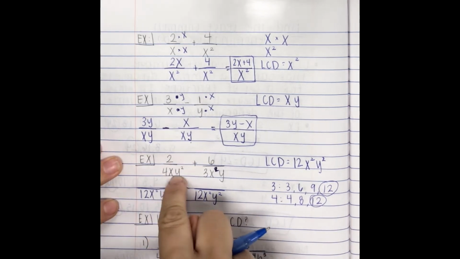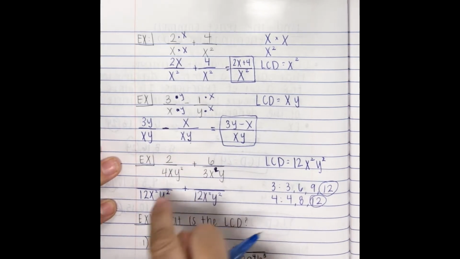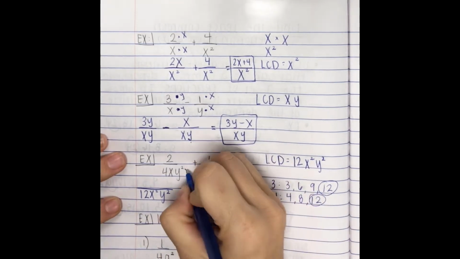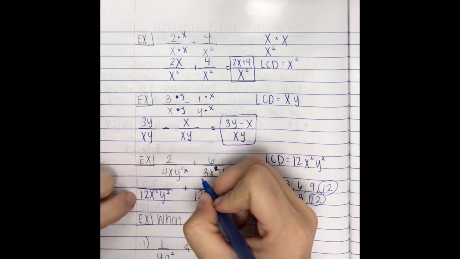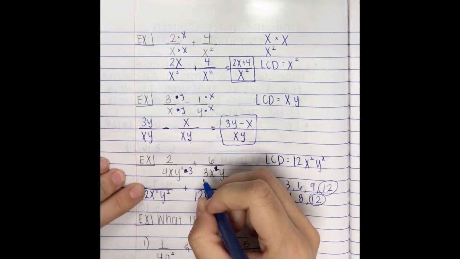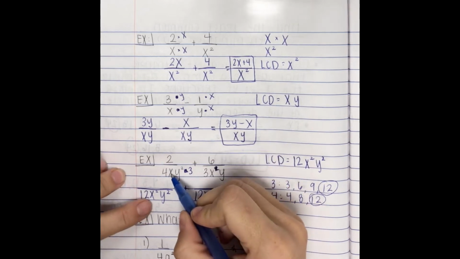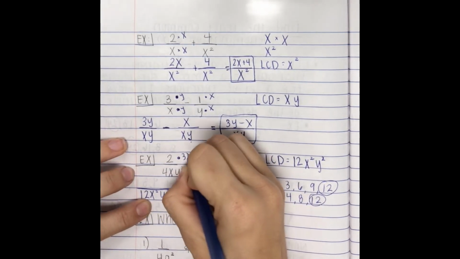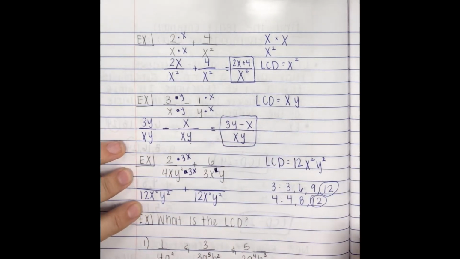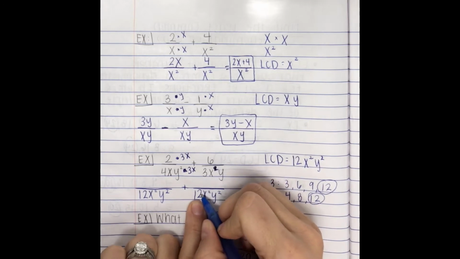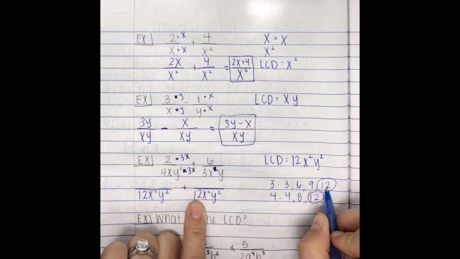So in order to make 4x y squared become a 12x squared y squared, it's missing a few things. First, to make 4 become a 12, I need to multiply by 3. But then my x's also need one more x, so I'm going to multiply by 3x on both the top and the bottom.